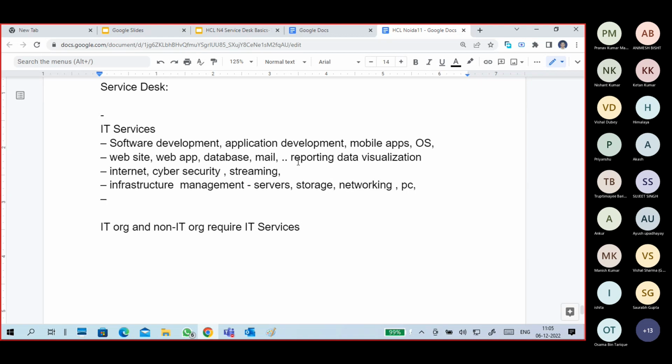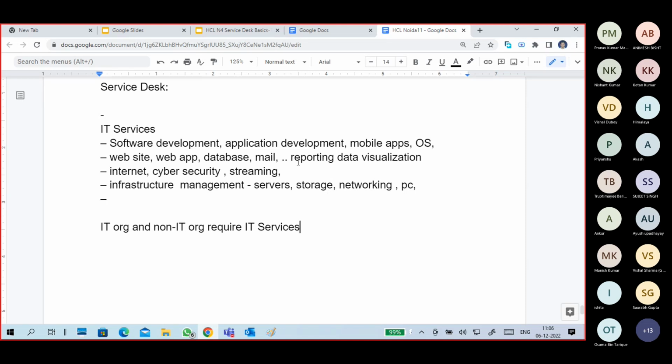So what are the IT services used by different organizations, including IT organizations and non-IT organizations? I'm a Java developer. I need an IDE, Java development related IDEs are required, like Eclipse or Apache NetBeans. Java should be installed in your PC. Then only we can develop or create any Java application. Okay, internet requirement is there. So like that, any organization, IT or non-IT, requires IT services.